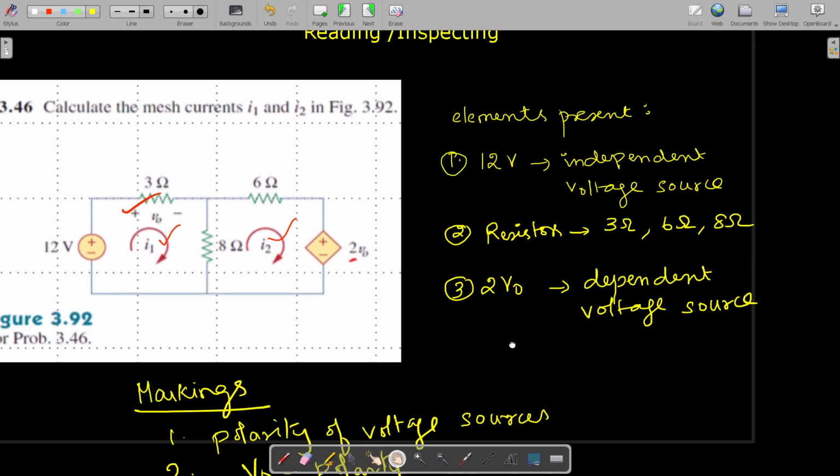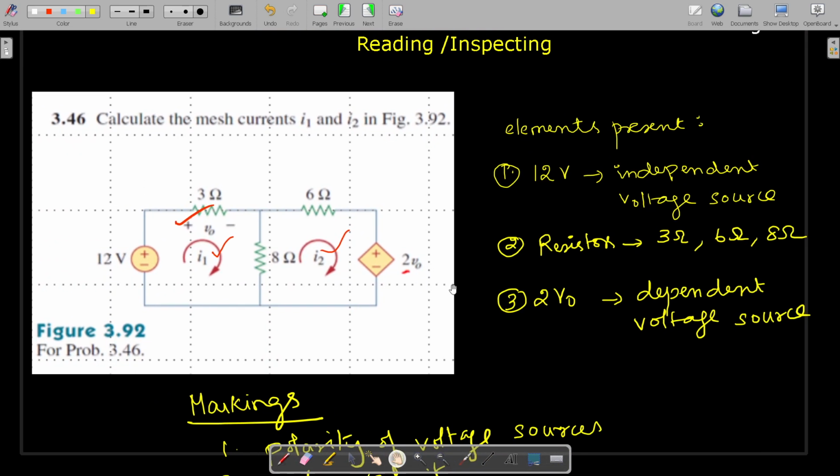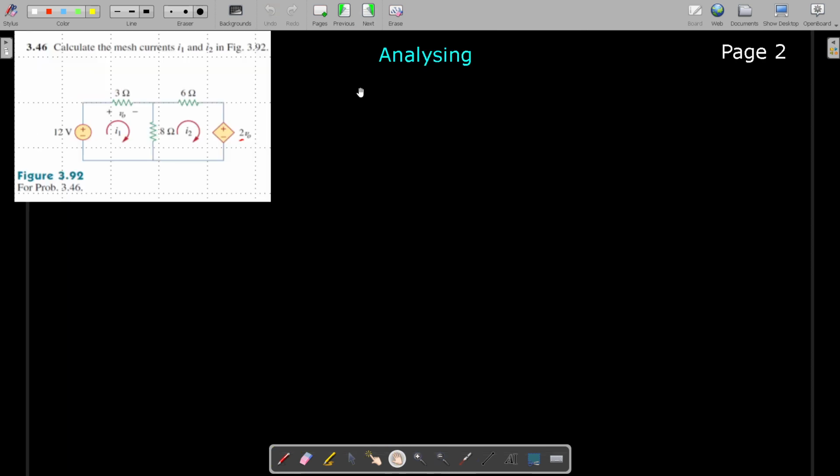So when you read or inspect this problem, we understand that some elements are present and some markings are also given. Now we move on to the next page. What is the next page? It is analyzing. While analyzing we come to understand how to solve this, what is available, what is yet to be marked, and we come to some kind of inference.